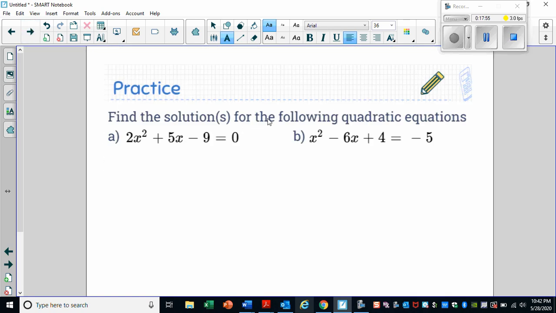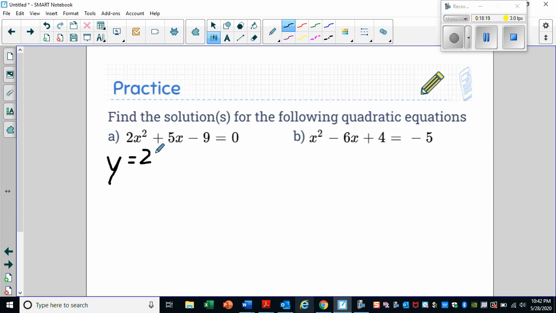So what we're going to do, I'm going to give you all a moment to find the solutions for the following quadratic equations. Now you can use Desmos to help. Now, the first one, if you want, you can type in y equals 2x squared plus 5x minus 9.